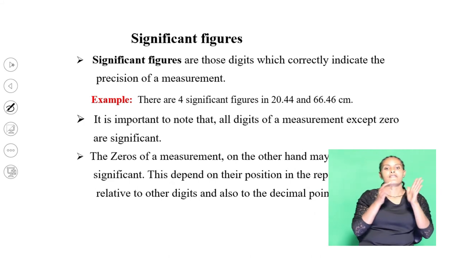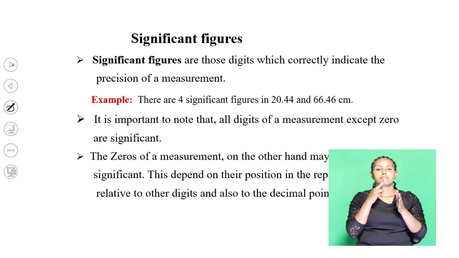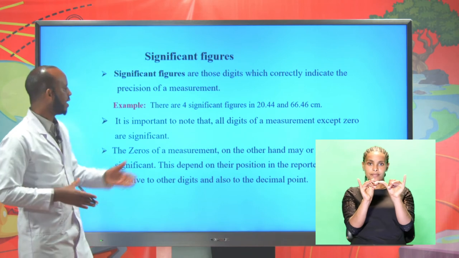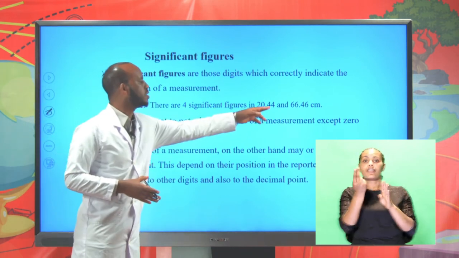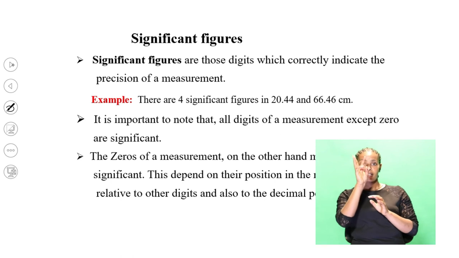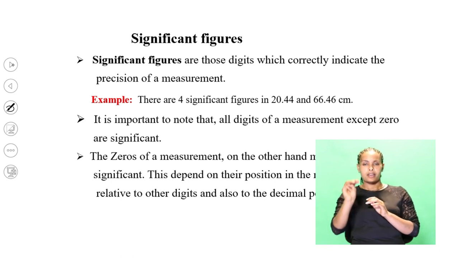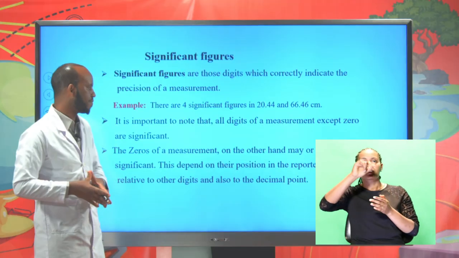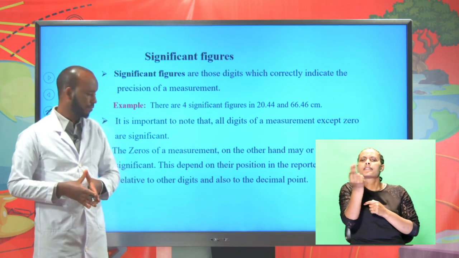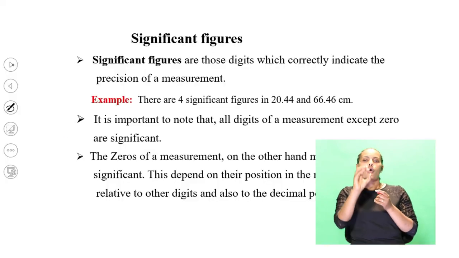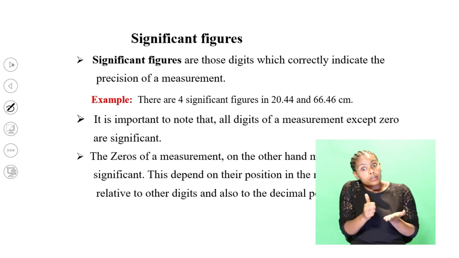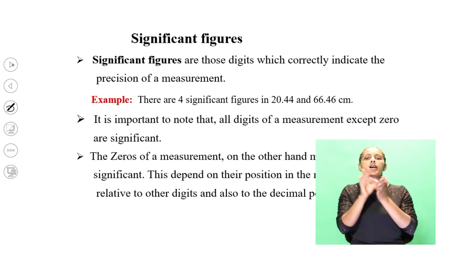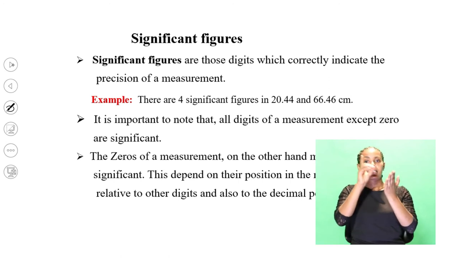Significant figures. Significant figures are those digits which correctly indicate the precision of a measurement. There are 4 significant figures in 20.44 and 66.46 centimeter. It is important to note that all digits of a measurement except zero are significant. The zeros of a measurement, on the other hand, may or may not be significant. This depends on their position in the reported numbers relative to other digits and also to the decimal point.